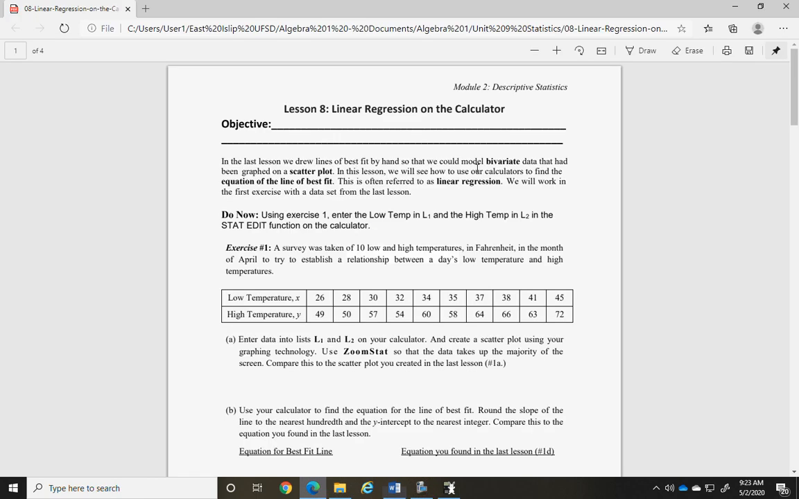So it says that we did do it by hand last unit. It is called bivariate data. Bivariate, bi meaning two. There are two lists of data. You could see even down here in exercise 1 that there's the x values and the y values, and really what we're going to do is enter the x values into our L1 on our calculator and the y values into L2. And that's really what it's telling you to do for the do now. So if you could just enter that information in, and then we'll proceed.